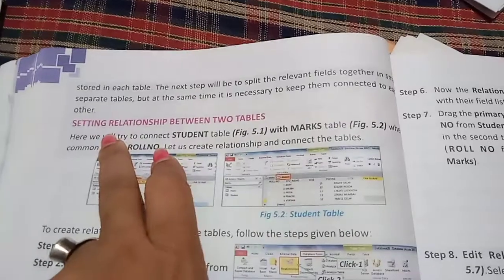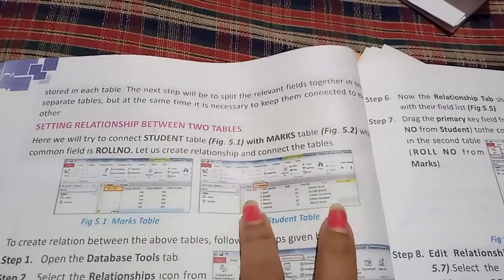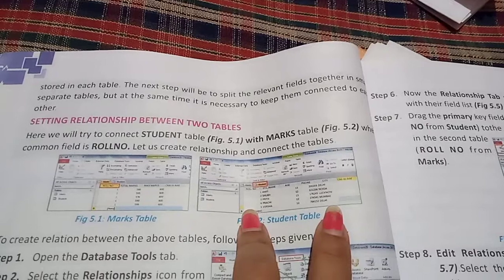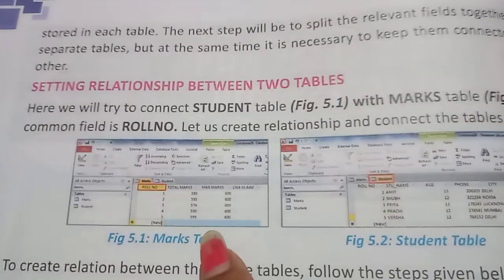Now you see relationship, setting relationship between two tables. So between two tables, how to set a relationship, I already told you. So suppose name and address is different. Here names are same, here also names are suppose same.